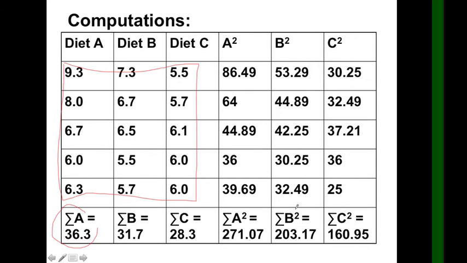B squared, the summation of B squared, is 203.17, and for the C squared, we have 160.95. I hope you already got how we compute these numbers. Okay.